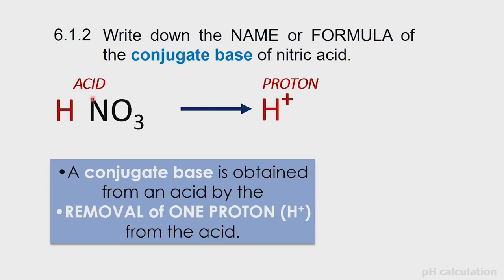Let me re-emphasize. There's my acid, nitric acid. I take the proton away, the H, hydrogen ion away, and the remainder will be called the conjugate base. Because a conjugate base I get from removing one proton from there. Only one proton, not more. Let's look at the second part of this. So there is the leftover part, and the leftover part is now called the conjugate base.